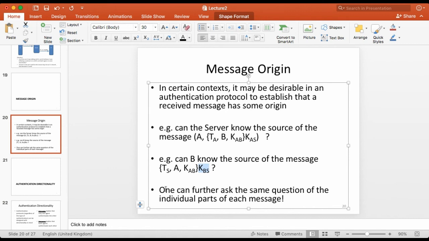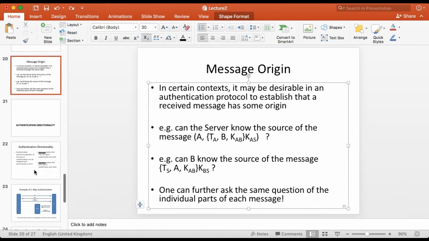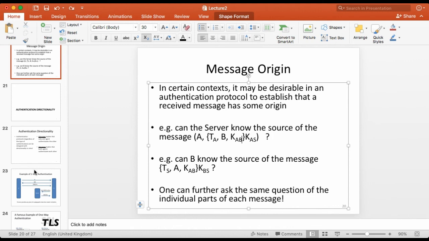And of course, you can break down that question into the further subparts of your message. So you can ask, what's the origin of this timestamp? What's the origin of this name, this key? Oops, sorry, and so on. You can repeat the same question for the subparts of your messages, and that is down to your requirements. Exactly which parts do you want to be sure are authentic, and which ones you don't. But that in a nutshell is what message origin is.